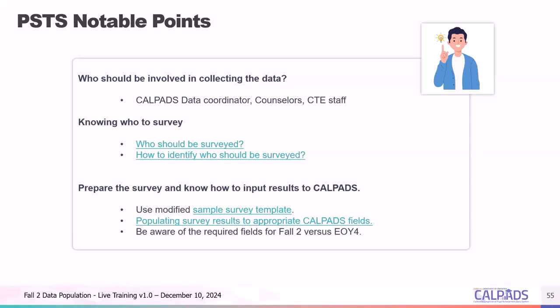And you will need to be aware of the required fields for Fall 2 rather than the fields for End of Year 4. In Fall 2, we collect PSTS data for our CTE completers, and in End of Year 4, we collect PSTS data for our special education completers. And so we need to know which of those fields are relevant to CTE in Fall 2 and which are relevant to special education in End of Year 4.